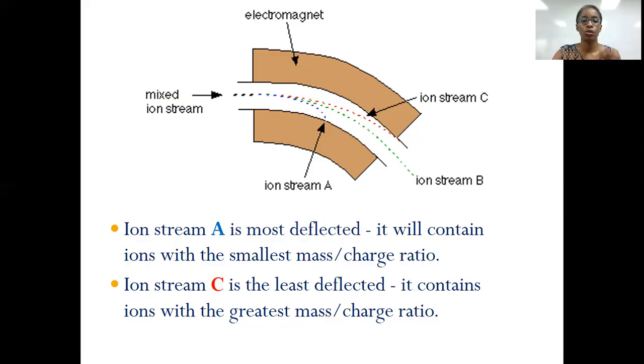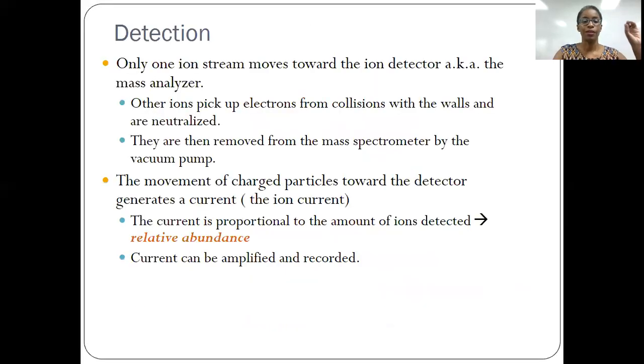So understand that your deflection or your separation happens based on the mass to charge ratio. That's really the key takeaway. Having left the separation area, we now have detection, where only one ion stream, as I said, will move towards the mass analyzer or the detector. The others are picked up by collisions with the wall. They will pick up electrons and then become neutralized, and then get sucked out through the vacuum pump.